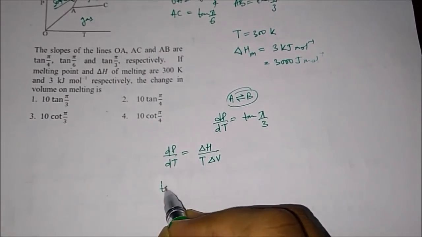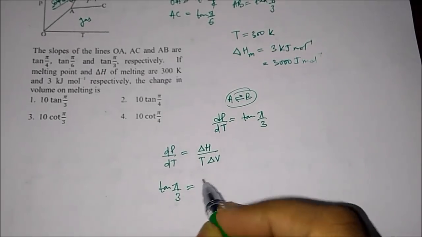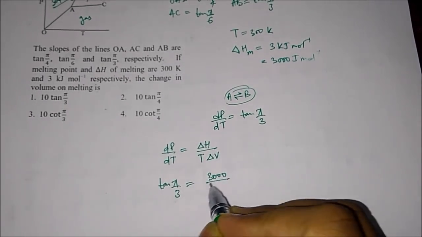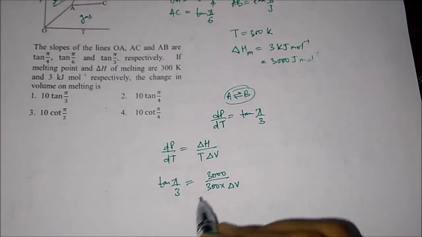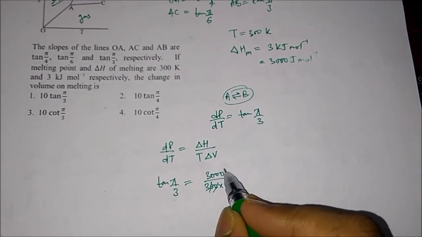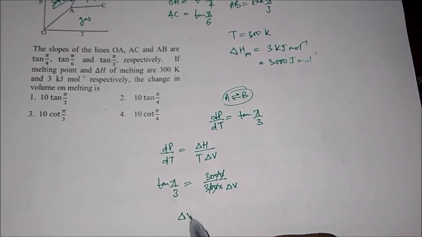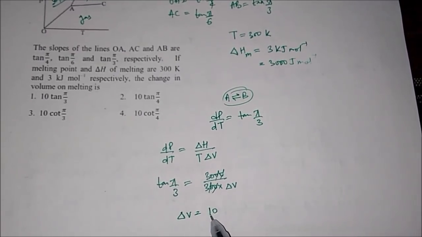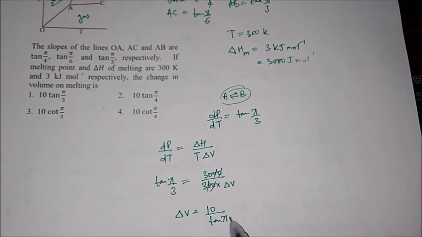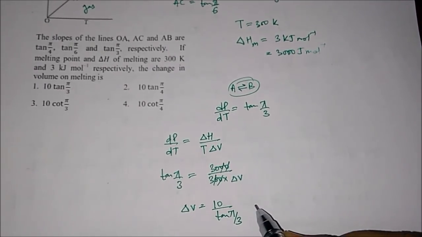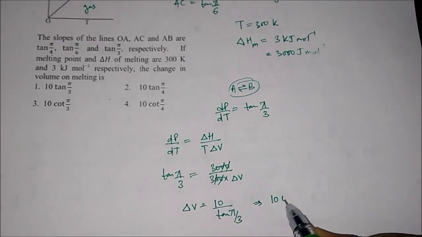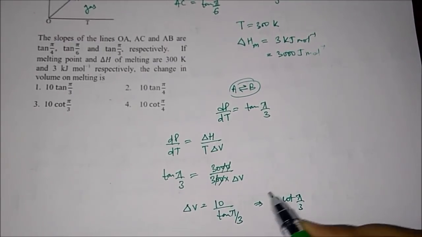So dP by dT is tan pi by 3, delta H is 3000, and T is 300 into delta V. Okay, so this will cancel this out. So delta V is equal to 10 upon tan pi by 3, and we all know that 1 by tan theta is equal to cot theta. So this can also be written as 10 cot pi by 3.